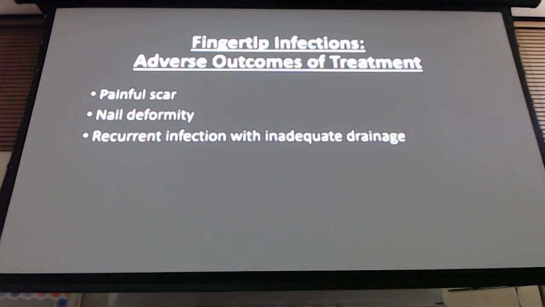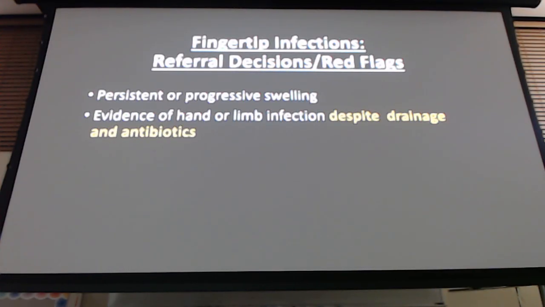So if you don't do it right the first time, you're going to have to come back and do it again the second time. But it may be more profound if it recurs. Make sense? Okay. So, referral decisions.